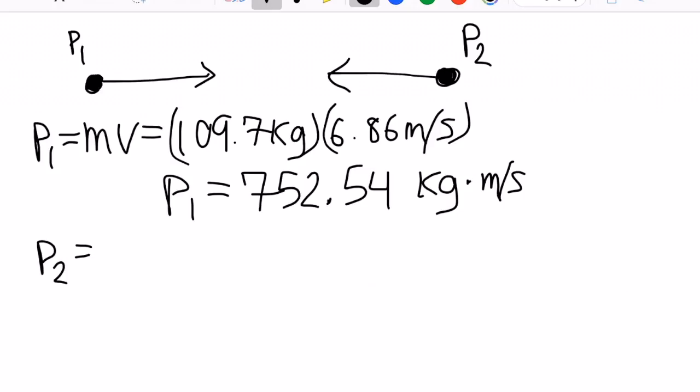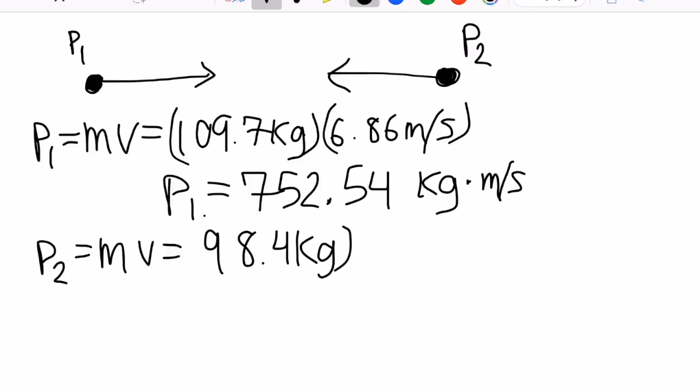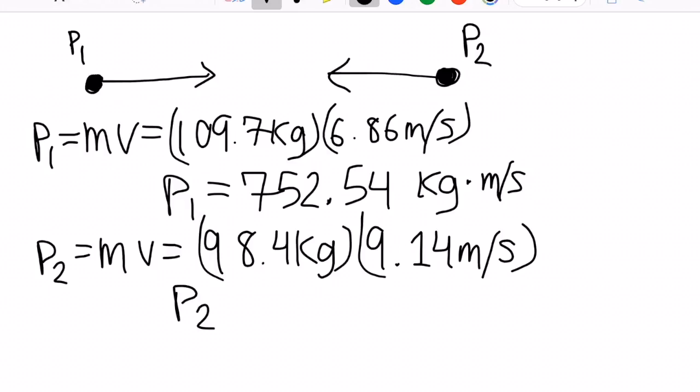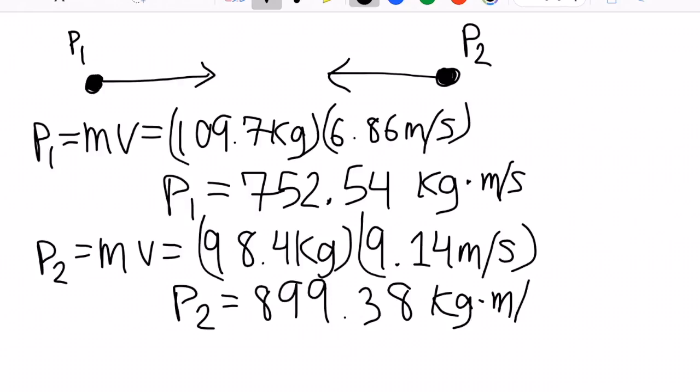We were also able to find the momentum of the ball carrier, given that the ball carrier's mass was 98.4 kilograms and his speed was 9.14 meters per second. The ball carrier's momentum was 899.38 kilograms times meters per second.